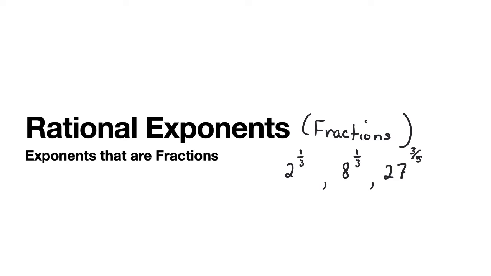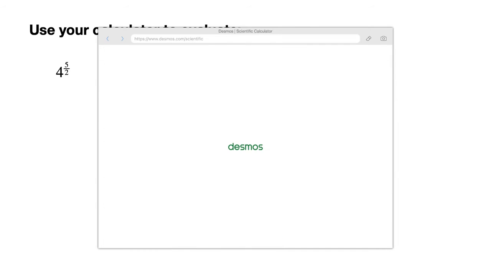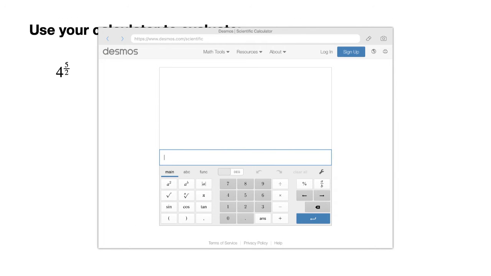of two integers. And so let's take a look at the two rules in a second. First, we're going to pull up our calculators, just to see our calculator evaluate this. So I'm going to grab my Desmos, get my scientific calculator.